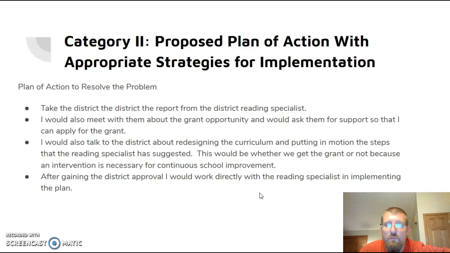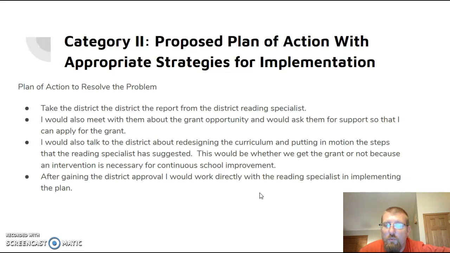Category 2, Proposed Plan of Action with appropriate strategies for implementation. My plan of action to resolve the problem. Obviously, I need to go talk to the district and report to them, give them the report that the district reading specialist has provided me. Also need to meet with them about the grant opportunity and get them on board with me applying for that grant. Also need to talk about redesigning the curriculum, putting in motion the steps that the reading specialist has suggested, and whether or not we get this grant, an intervention is necessary for continuous school improvement.